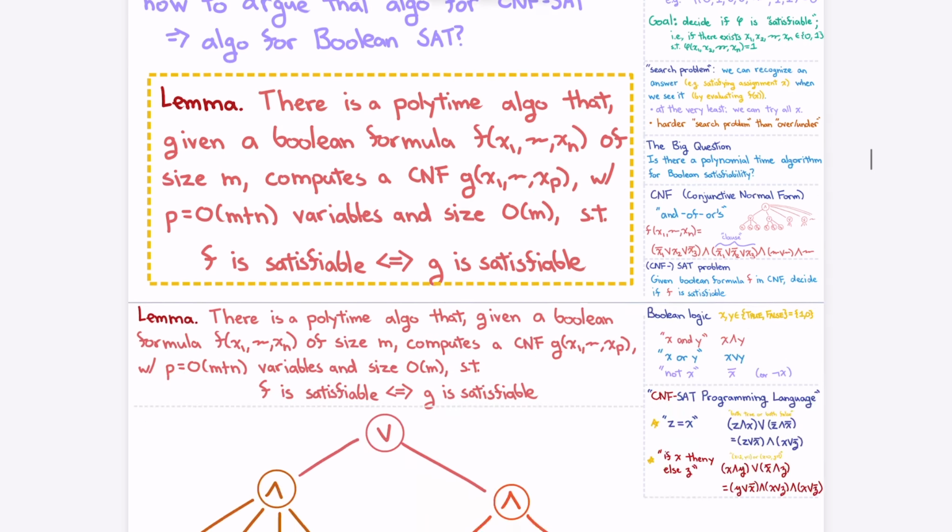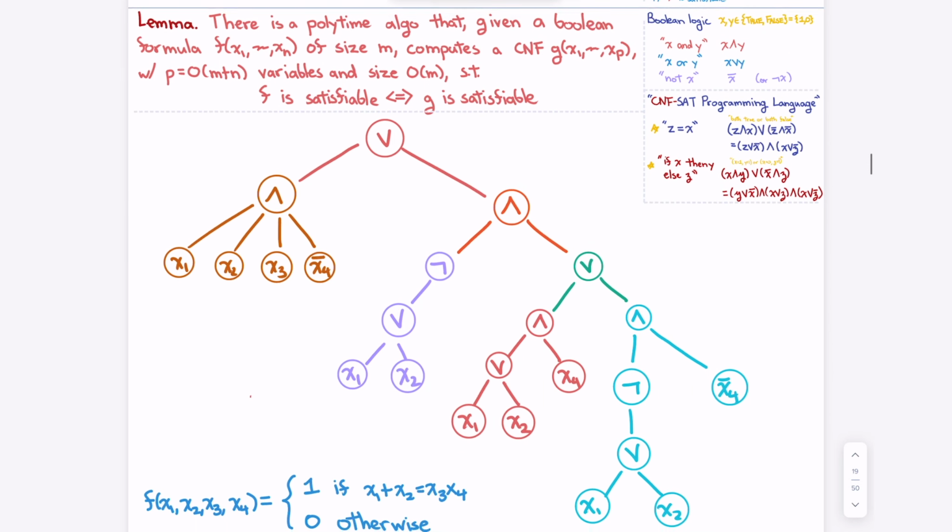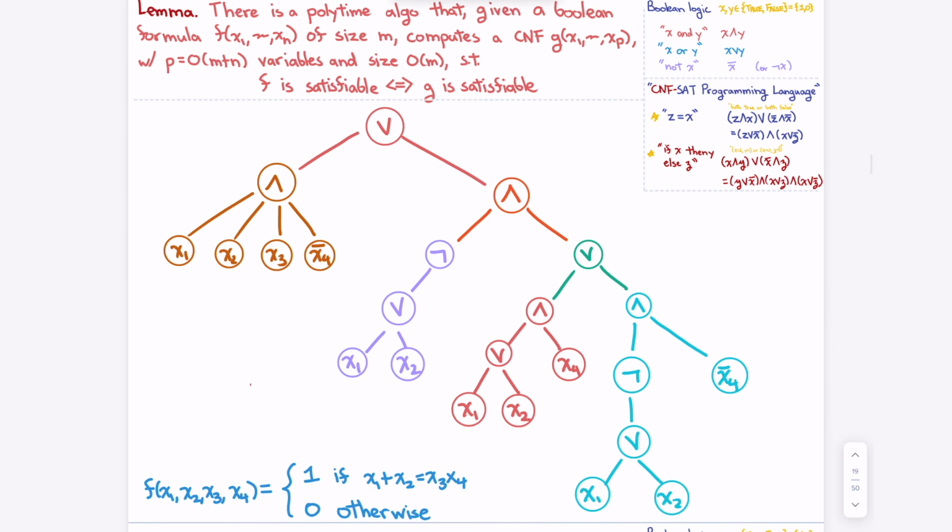So what I've done here is put up our example of the Boolean formula, and how would you convert this into a CNF? This is a little bit bigger than the small things we work through.